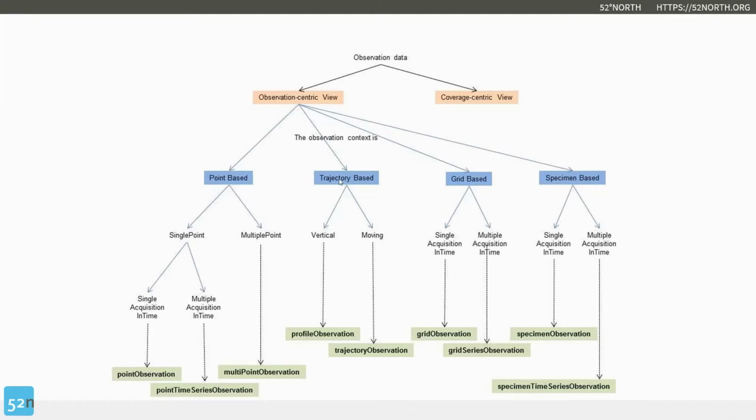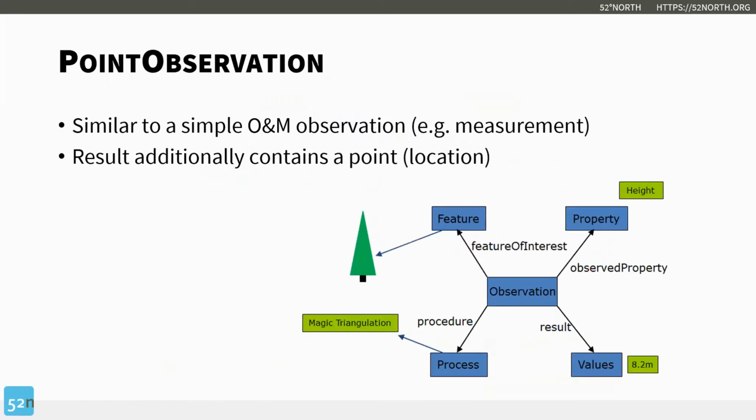You can have a moving sensor. The sensor may be moving vertically, then you would measure a profile, so at different points in depth, or you could measure a trajectory along a certain path. So that's quite nice because it gives you a good overview of how different types of sensor data can be organized and which different characteristics you need to consider.